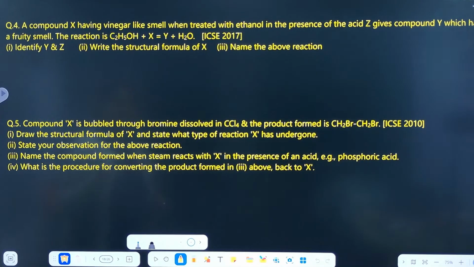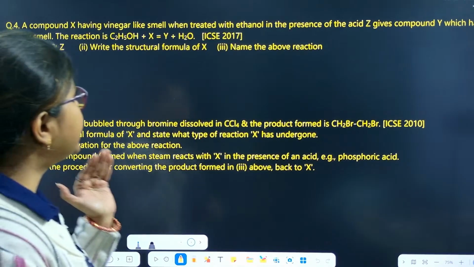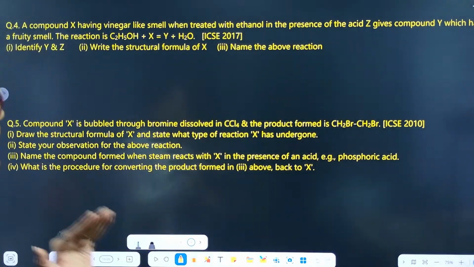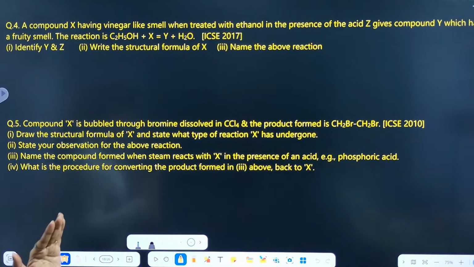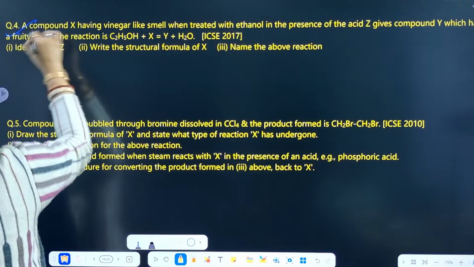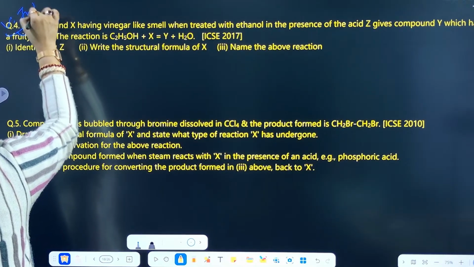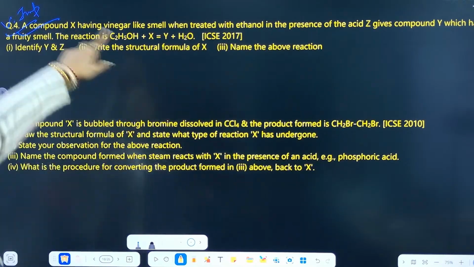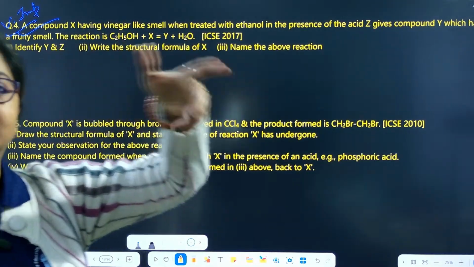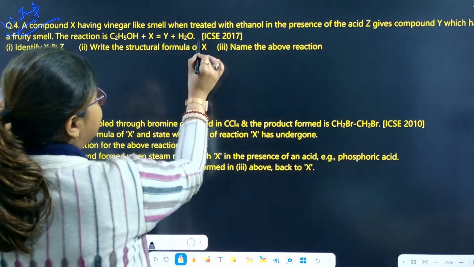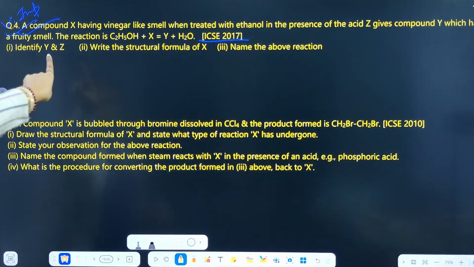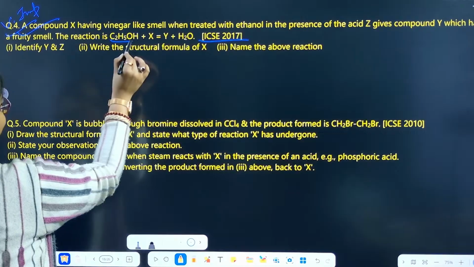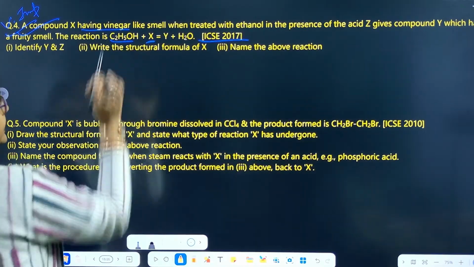A compound X having vinegar-like smell, when treated with ethanol in the presence of the acid Z, gives compound Y which has a fruity smell. This is a very important esterification reaction. But now you see how the question pattern has changed. This has come in ICSE 2017. So, X is given, X is having vinegar smell, it is said.